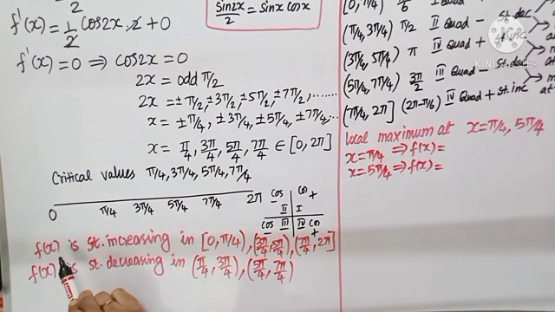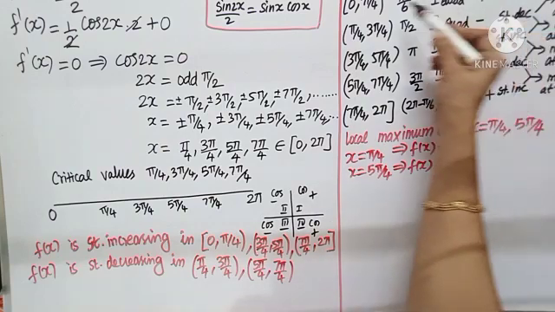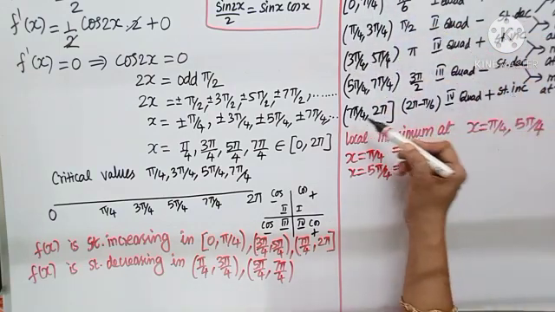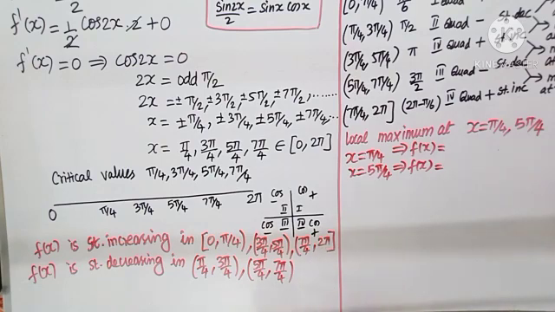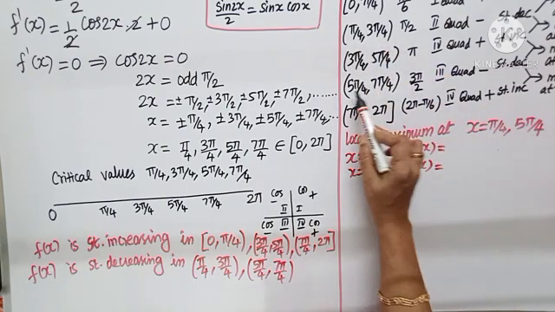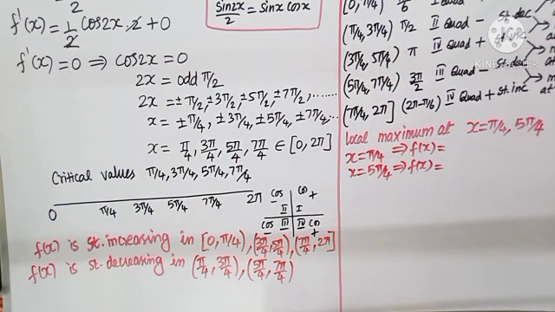We have taken and written the answer. f of x is strictly increasing in 0 to π by 4, 3π by 4 to 5π by 4 and 7π by 4 to 2π. f of x is strictly decreasing in π by 4 to 3π by 4 and 5π by 4 to 7π by 4. Now, we have written local maximum at π by 4 and 5π by 4.